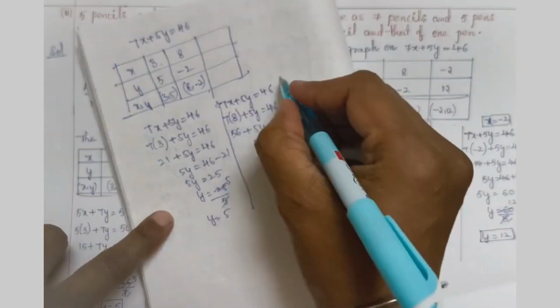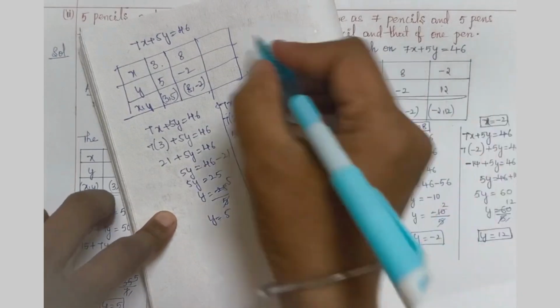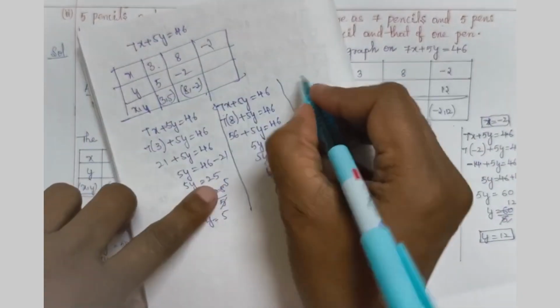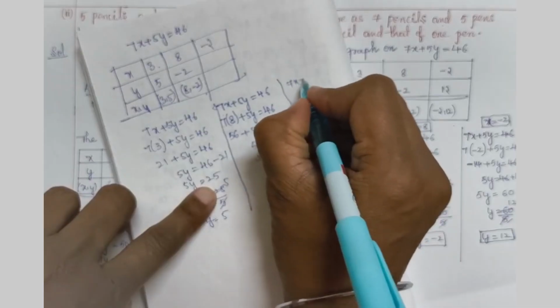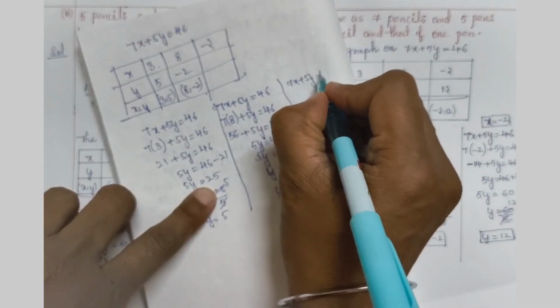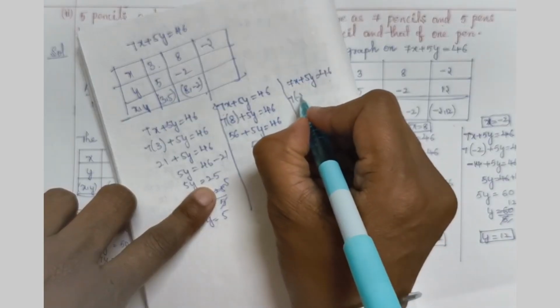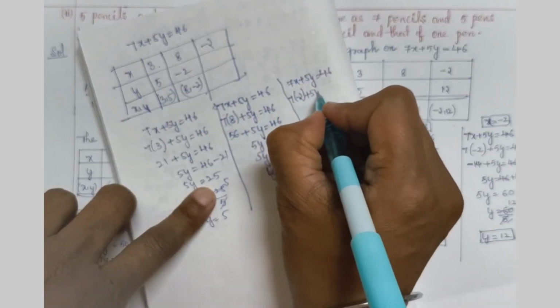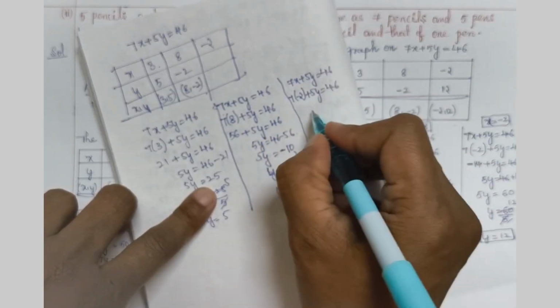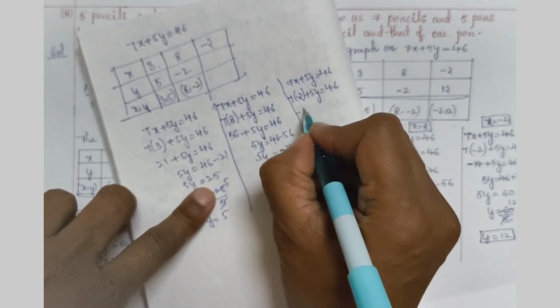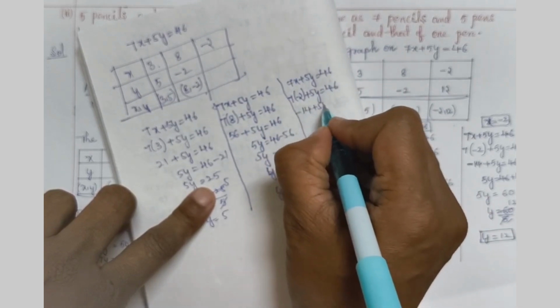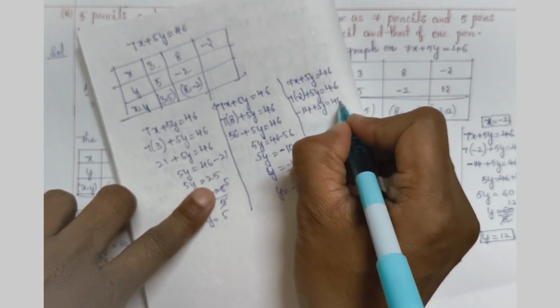Now next, see here. One more number we will take. I am taking minus 2 for the x value in 7x plus 5y is equal to 46. So 7 into minus 2 plus 5y is equal to 46. 7 twos are 14, so minus 14 plus 5y is equal to 46.